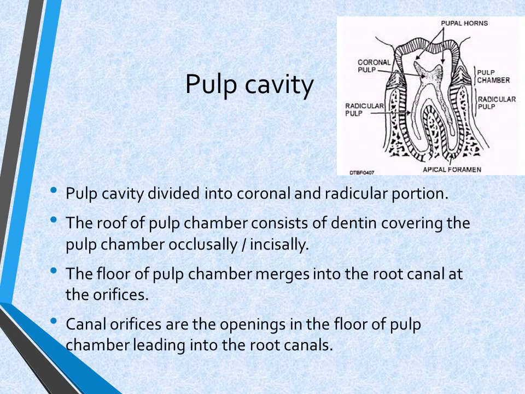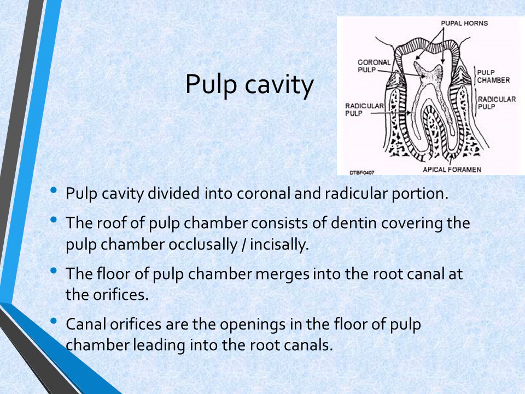So what is the pulp cavity? It is the cavity which encloses the pulp, that is the soft tissue of the tooth. It is divided into the coronal and the radicular portion. The coronal portion is in the crown, and the radicular is the one which extends into the root. The roof of the pulp chamber is what you have to remove when you're doing the access opening, which consists of dentine just covering the pulp chamber.